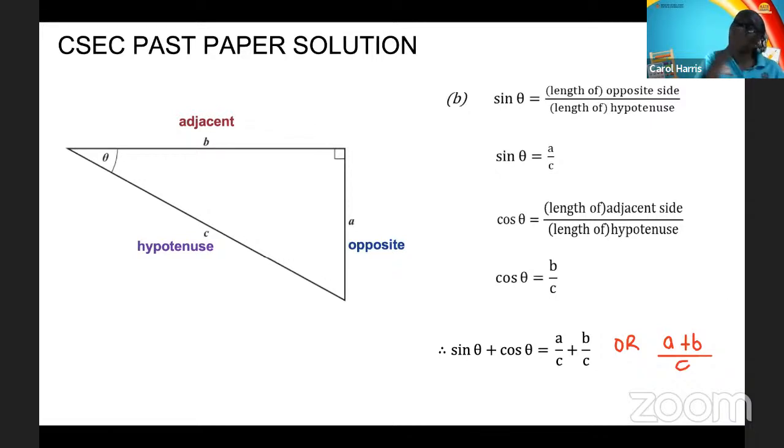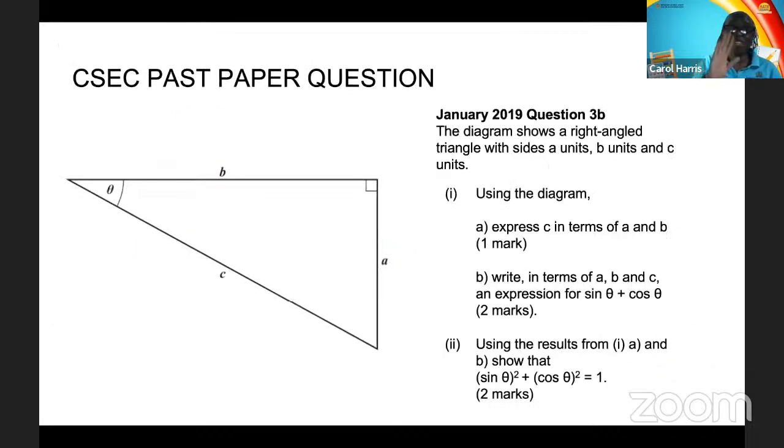So we found our expression for relating A, B, and C. We found an expression for sine theta and cos theta. Now let's look at the exciting part. They're asking us to use, and very often CXC will do this, CSEC will do this, they'll ask you to use what you found out before to find something else. So now they're asking us to use the results from part 1A and 1B to show that the square of sine theta plus the square of cos theta is equal to 1.